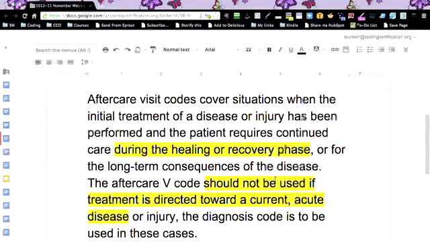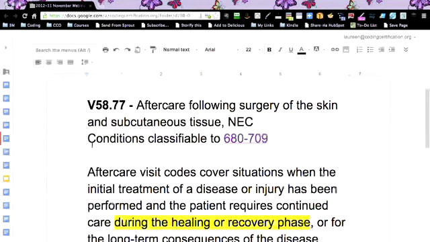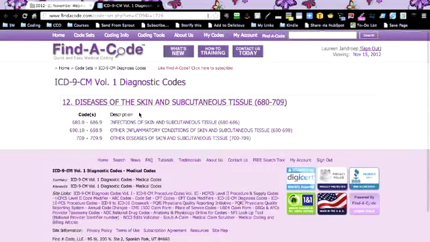And then it says the aftercare V code should not be used if treatment is directed toward a current acute disease or injury. Then you use the diagnosis code to be used in these cases. And the diagnosis code would be, the conditions classifiable to 680 to 709. So you'd look them up. Oh, how handy that link worked. I did not do that on purpose.